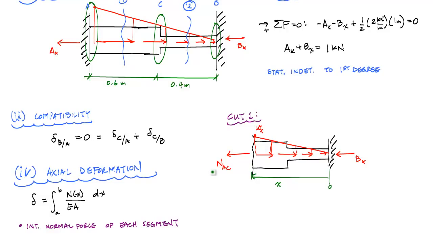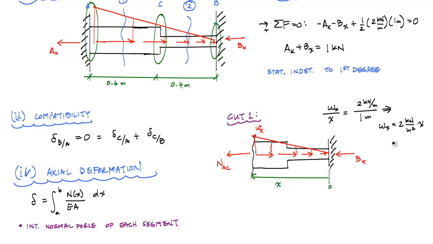but I also need to know what this distributed loading is, or I need an equation of this line according to this coordinate system, and I can just use similar triangles to determine that. I could just say Wx over x is equal to 2 kilonewtons per meter over 1 meter, and that will just tell me that Wx is equal to 2 kilonewtons per meter squared times x.